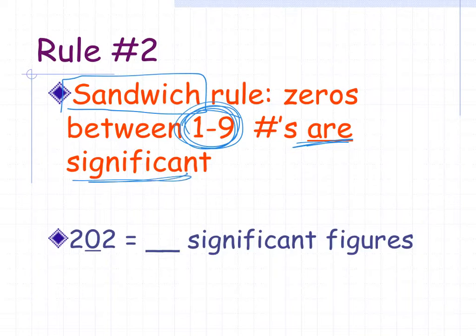So in the number down here, 202, we know that the 2's are significant because they're a 1 through 9 number. But this 0 is sandwiched between this 2 and this 2, so we're going to count it as also being significant by default. And so we count all 3 of those as part of our measurement, and we say that that is 3 significant figures.